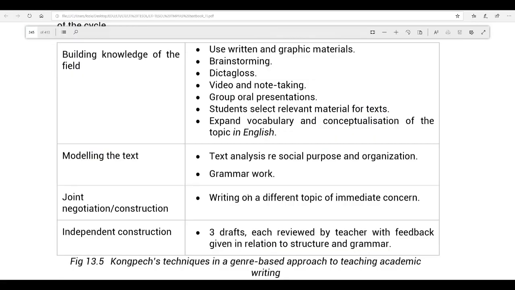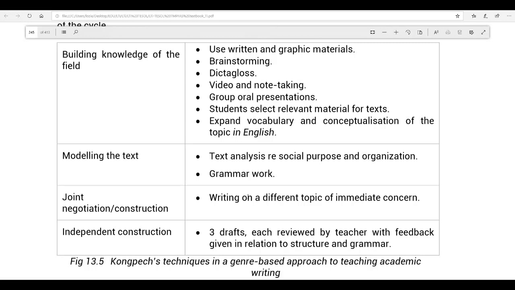So you should be familiar with the learning cycle approach. We've had a look at it in chapters 2, 3, right up to chapter 8 of our textbook. And that's where we explore building knowledge of the field, modelling of the text, joint negotiation and construction, as well as independent construction. So Kongpak used these activities in order to teach the genre-based approach for academic writing.